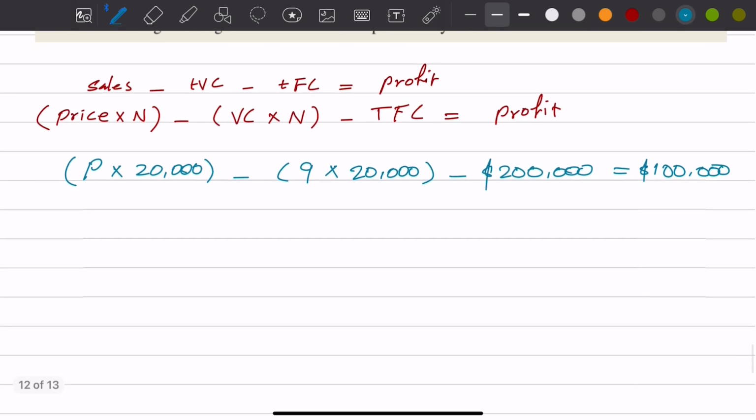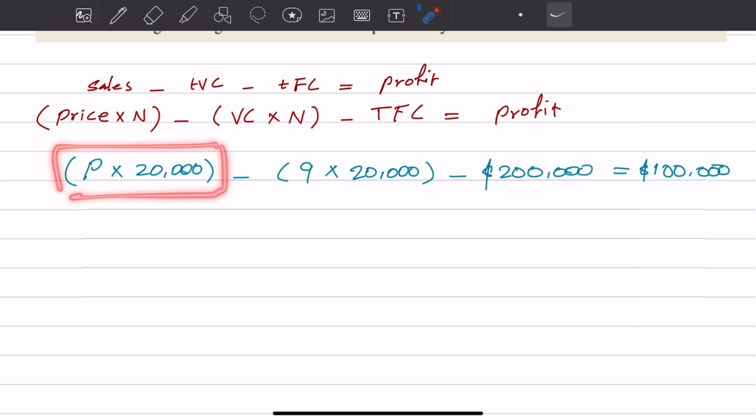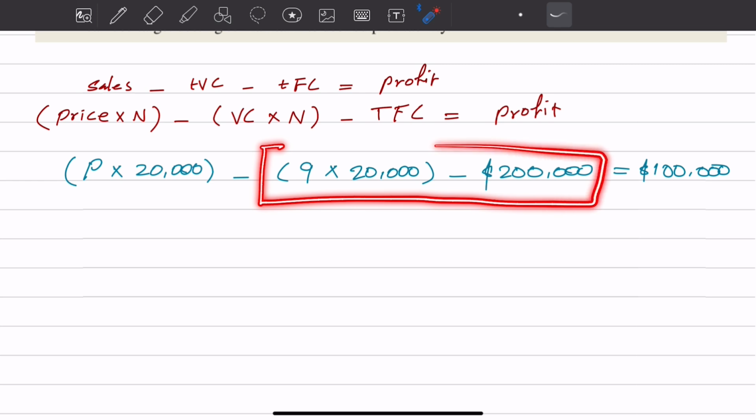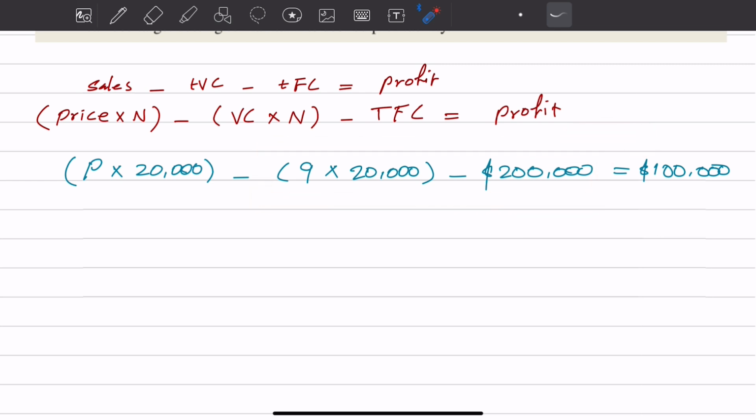Okay, now just go ahead and simplify everything, and we'll keep the term with the unknown value to the left side of our equation and move everything else that we know to the other side of the equation. Okay, of course changing the signs, right? So this P multiplied by 20,000, this is going to be 20,000 P, we'll keep it as it is, equals 9 multiplied by 20,000, that's going to be 180,000.